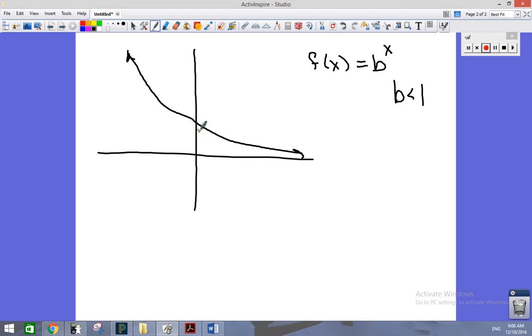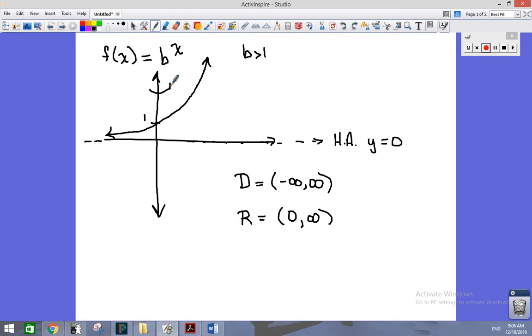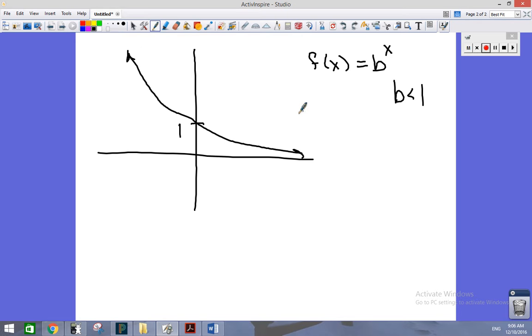The y-intercept is still 1. I'm trying drawing it freehand. It's kind of sloppy. It's a reflection across the y-axis is what it is. The domain, as we said, for any exponential, no matter what the transformations are, is all real numbers. And the range here for this one is 0 to infinity.